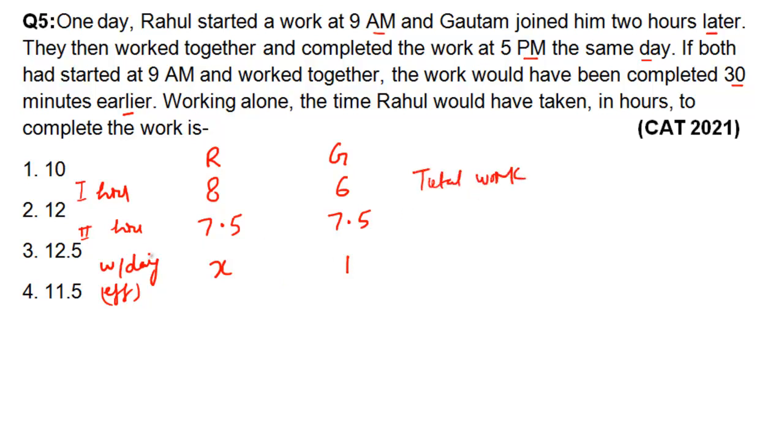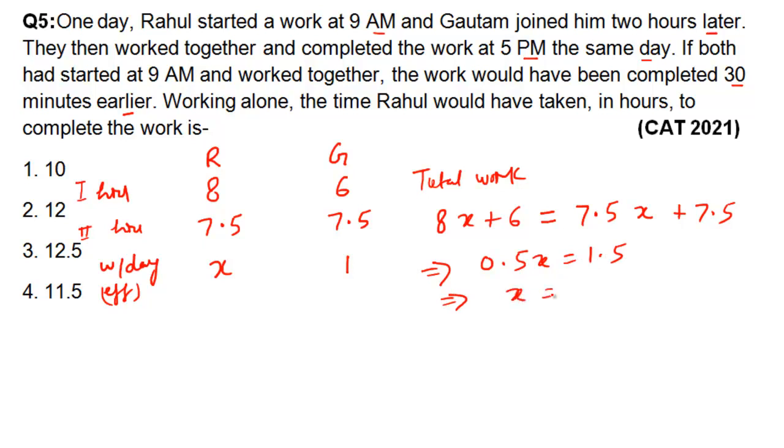Total work in the first situation will be 8x plus 6, 8 hours multiplied by efficiency of Rahul x, plus 6 multiplied by 1. That must be equal to 7.5 multiplied by x plus 7.5 in the second situation, 7.5 into x, and 7.5 into 1. These two are the same, these two are total work. So from this I can see 0.5x is equal to 1.5. So that will give me x is equal to 3.